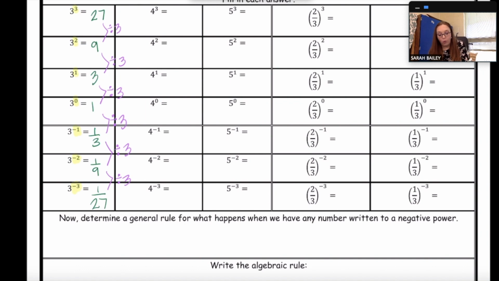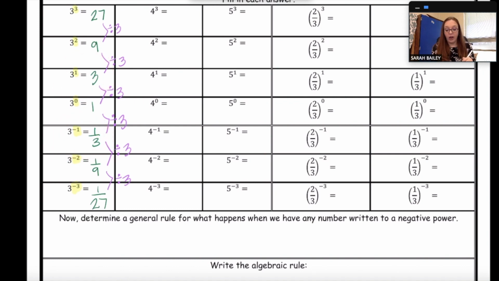But what did happen? What do you notice between 3 cubed and 3 to the negative 3rd power? The answers are reciprocals of one another. Remember, a reciprocal is when you flip your numerator and denominator. So 27 and 1/27, they're reciprocals. Notice when we do 3 squared and 3 to the negative 2 power, 9 and 1/9, reciprocals again. And the same holds true when we do 3 to the first and 3 to the negative first power. 3 and 1/3 are reciprocals of one another. So hopefully you're noticing that pattern here.